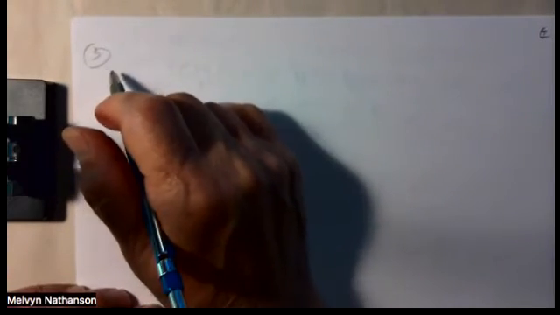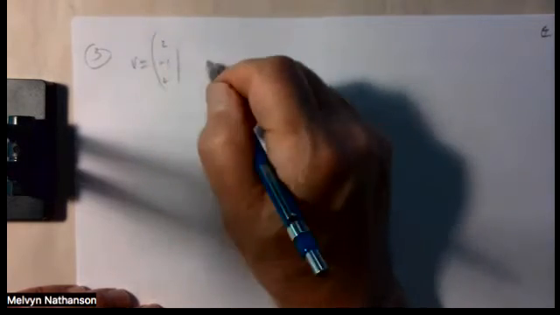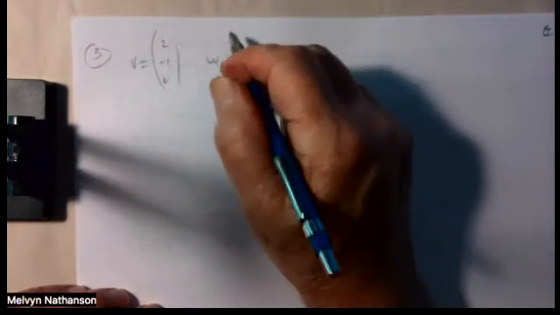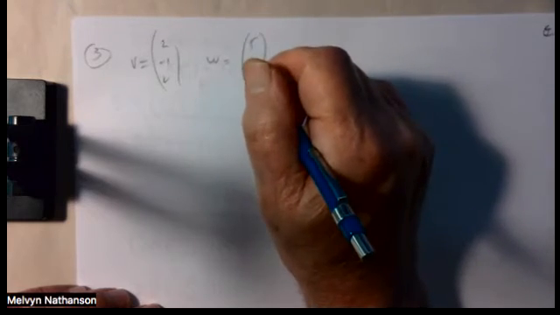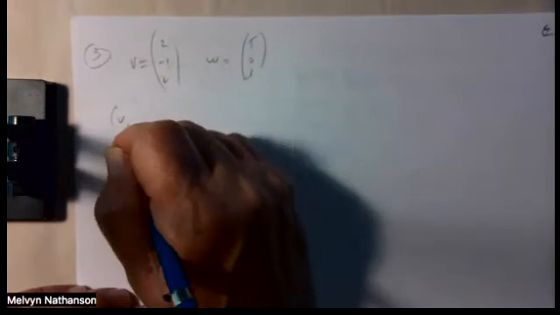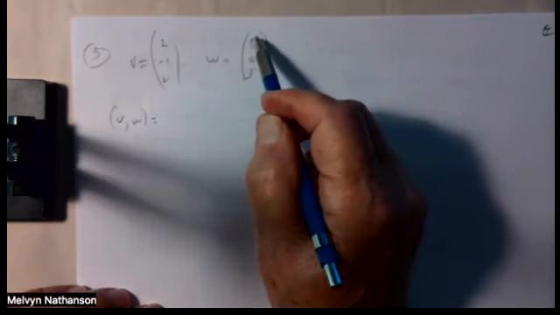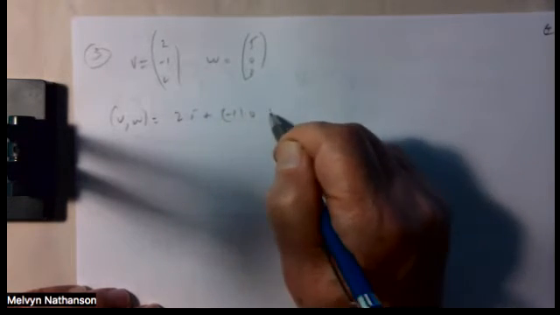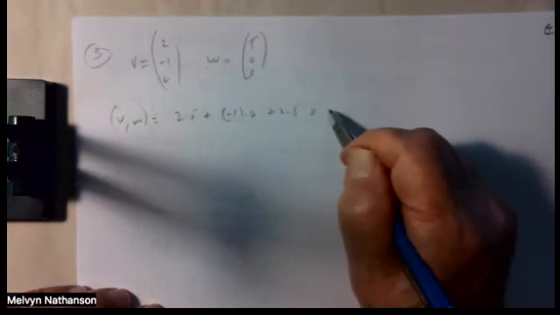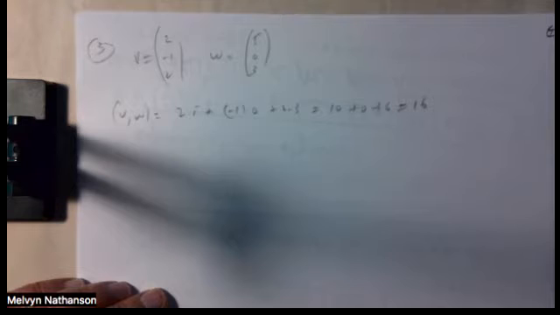So in problem 3, we're in Euclidean space R3 with the standard inner product, and I have vectors v and w. And we just want to do some simple calculations. The inner product of v and w is the sum of the products of the coordinates. 2 times 5 plus minus 1 times 0 plus 2 times 3. So that's 10 plus 0 plus 6. So if my arithmetic is correct, the inner product is 16.